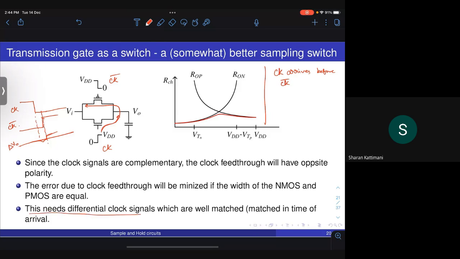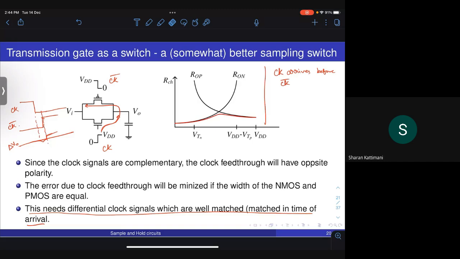This requires that the clock signals are very well matched. When I say very well matched, it means matched in terms of time of arrival. Clock should go from 0 to 1 exactly when clock bar goes from 1 to 0 and vice versa. There's another thing here, that the error due to clock feed through will be minimized if the width of the NMOS and PMOS are equal.